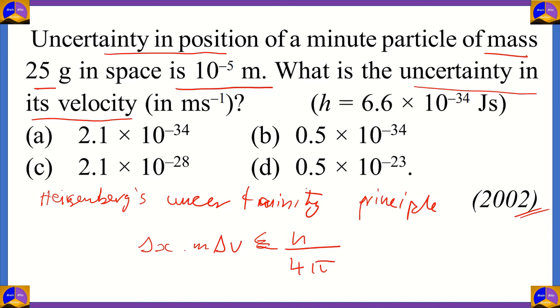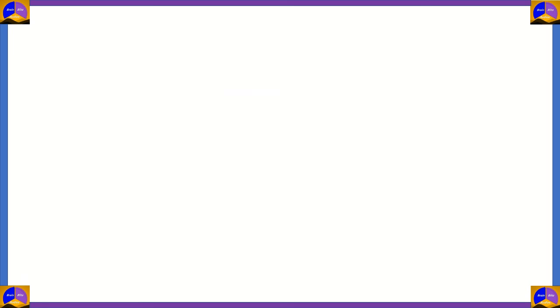So if you were to actually solve this question, then you would rewrite the formula as delta v equals h divided by 4 pi m delta x. The reason why we're writing equal to is we're finding the best possible scenario, that is when delta x times delta p is equal to h by 4 pi. That is the maximum case scenario, so anything lesser than that also works. So moving on, let's apply the values.